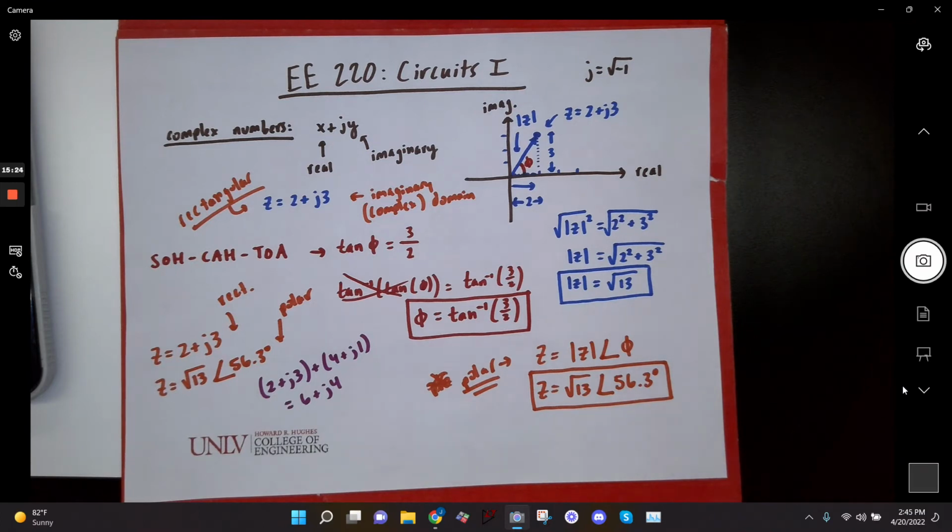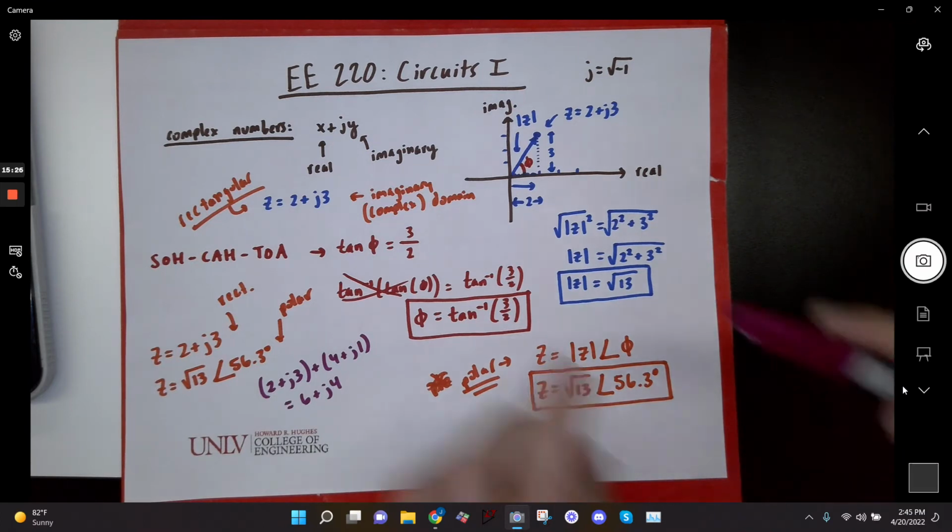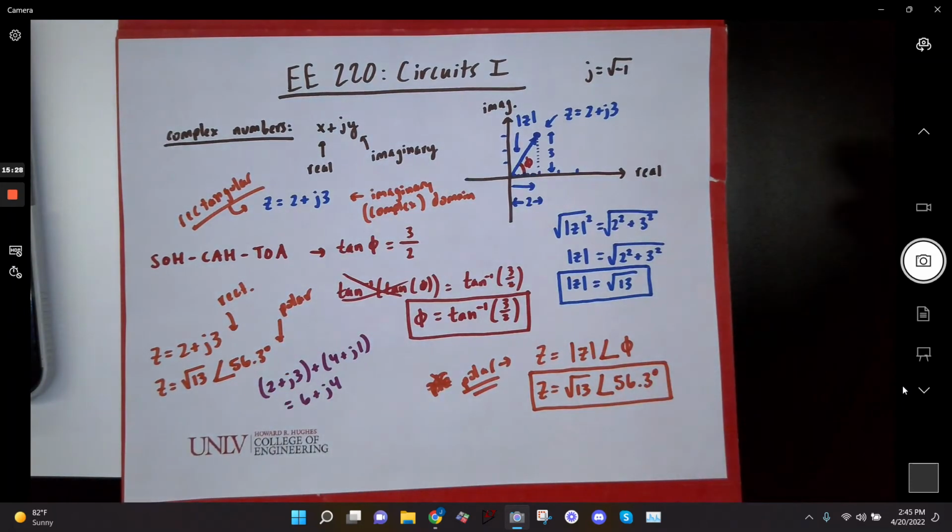Okay? So if I say that a capacitance has an imaginary impedance, that doesn't mean it doesn't have impedance. It just means that impedance is frequency dependent. That's all it means. Okay? Any other questions before I go into something more relevant?